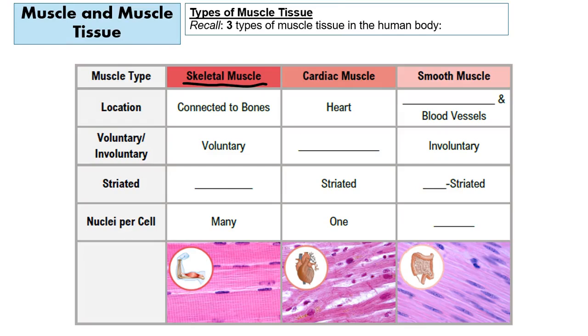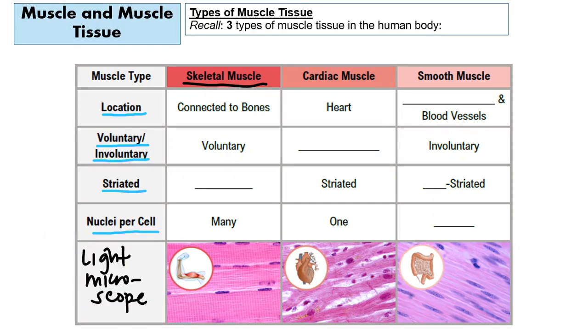To ask, how are these 3 tissues similar or different? And how we do that is going to be based on location, where they're located in the human body, whether or not they're voluntary or involuntary, are they striated, how many nuclei per cell, and also we're going to see it visually through a microscope, and that's going to be our light microscope. That's going to help us make some distinctions.